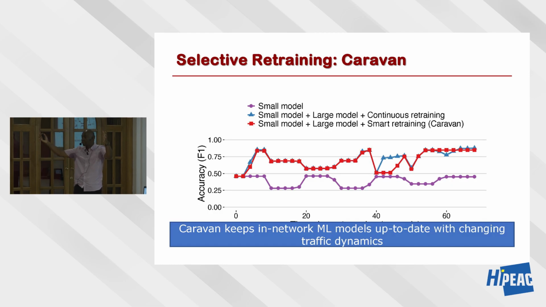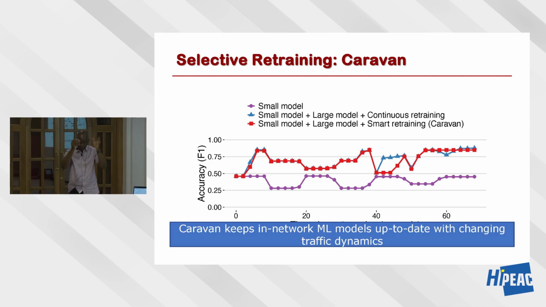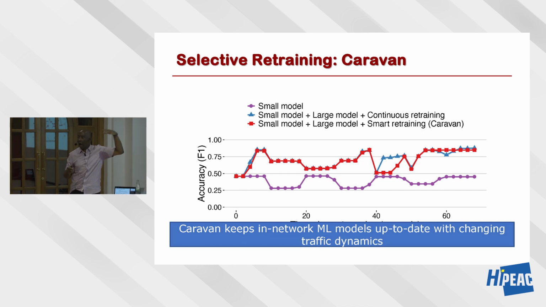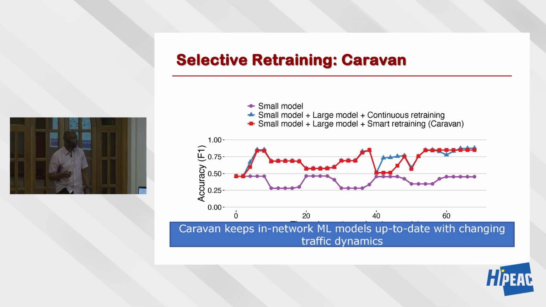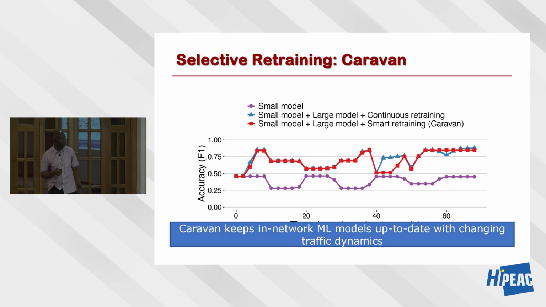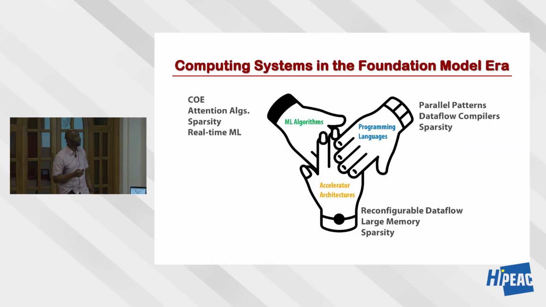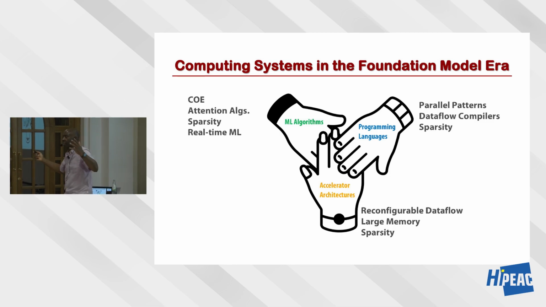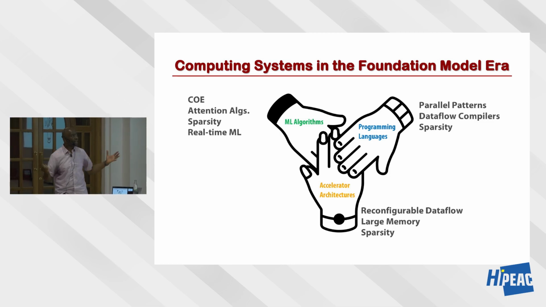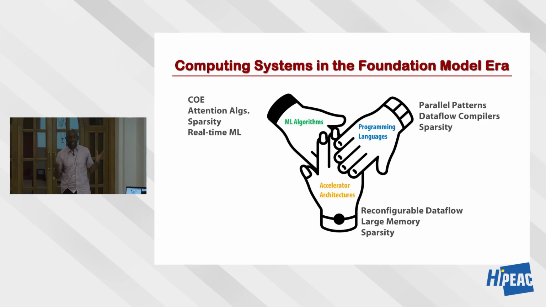So you've got this foundation model. It can't run at line rate in the data plane. What you need is a small model, but you need to have that large model inform the small model or retrain the small model, and then the question is, how can you do that as efficiently as possible? Okay, so Caravan keeps the network ML models up to date with changing traffic dynamics, right? So computing systems in the foundation model is this co-design between ML algorithms, programming languages, and accelerator architectures.